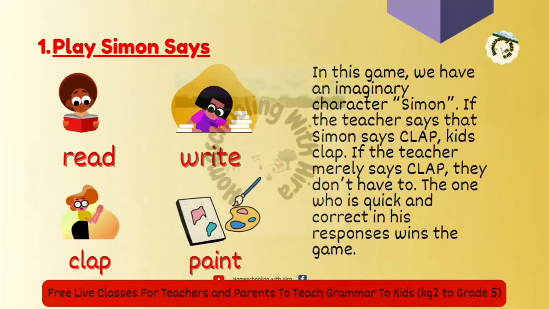And now, let's see the first activity. You can play Simon Says with kids to help them understand verbs. In this game, we have an imaginary character, Simon. If the teacher says that Simon says clap, kids clap. If teacher merely says clap, they don't have to. The one who is quick and correct in his responses wins the game.